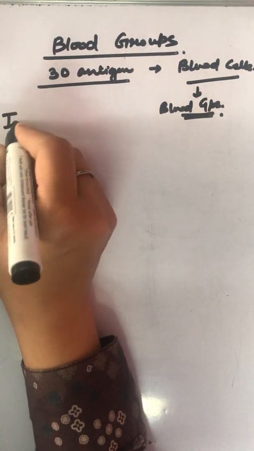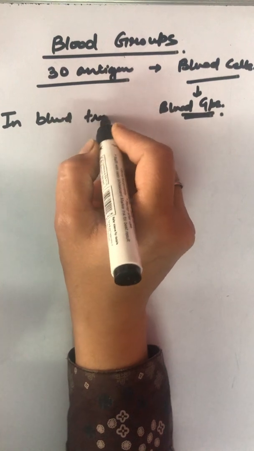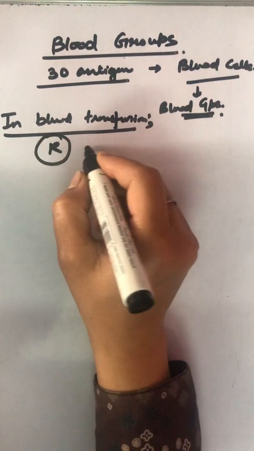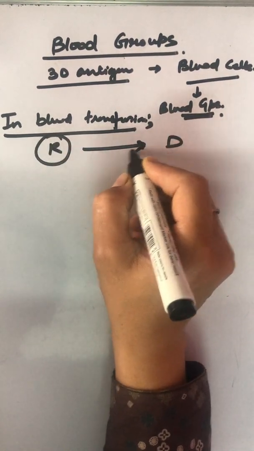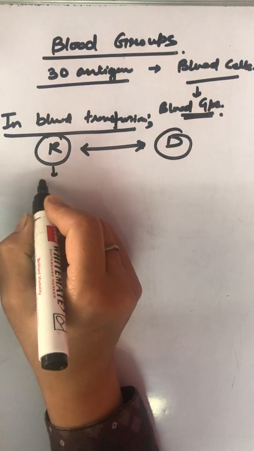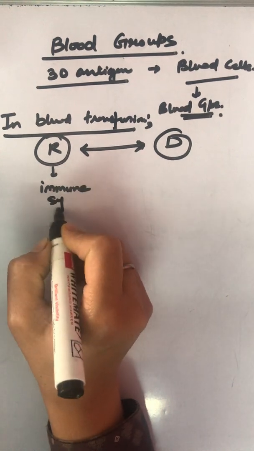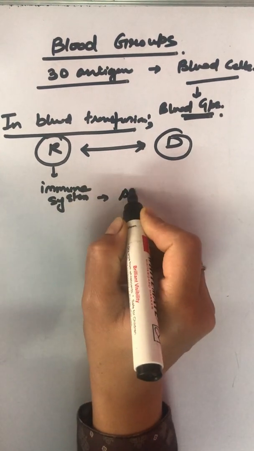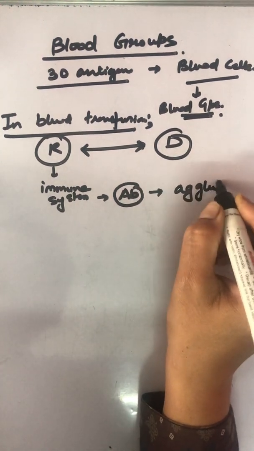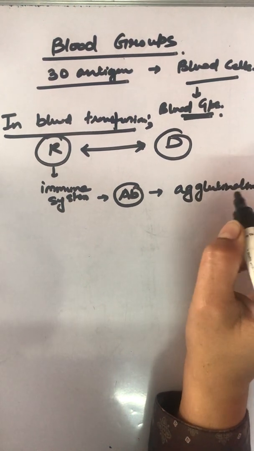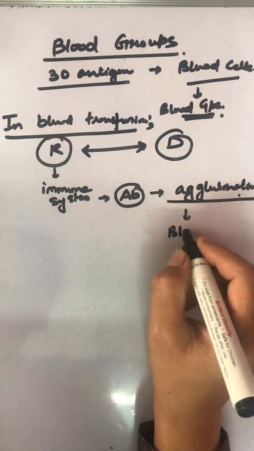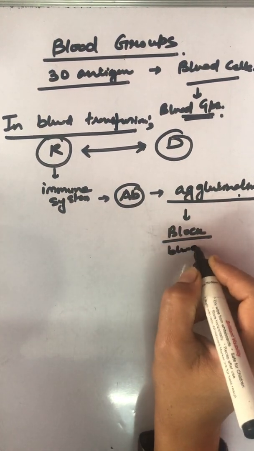In a blood transfusion, what we have to keep in mind is the recipient's blood and the donor's blood. It should match. Why? Because otherwise the recipient's immune system will produce antibodies, and these antibodies cause agglutination of the transfused cells and ultimately block the blood capillaries or the blood vessels, which is fatal.